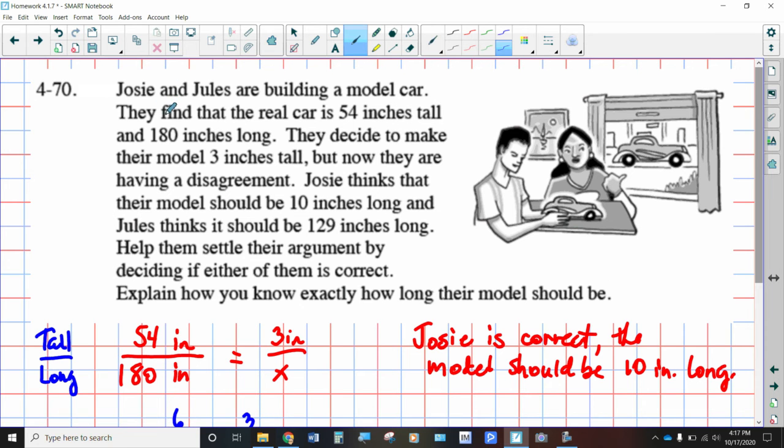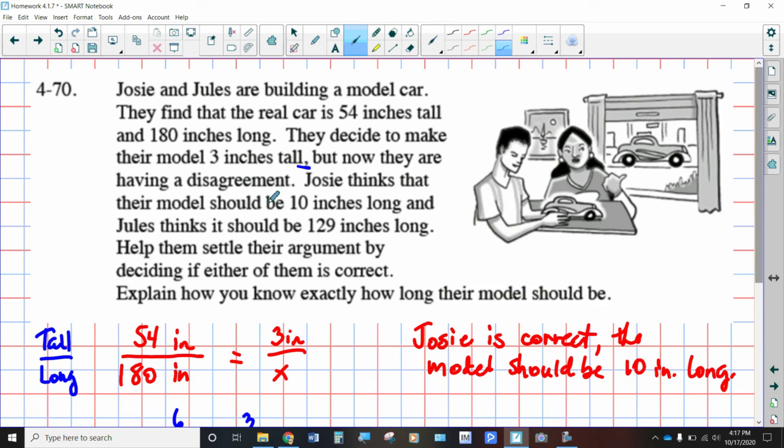Josie and Jules are building a model car. They find that the real car is 54 inches tall and 180 inches long. They decide to make their model 3 inches tall, but now they're having a disagreement. Josie thinks their model should be 10 inches long, and Jules thinks it should be 129 inches long. Help them settle their argument.